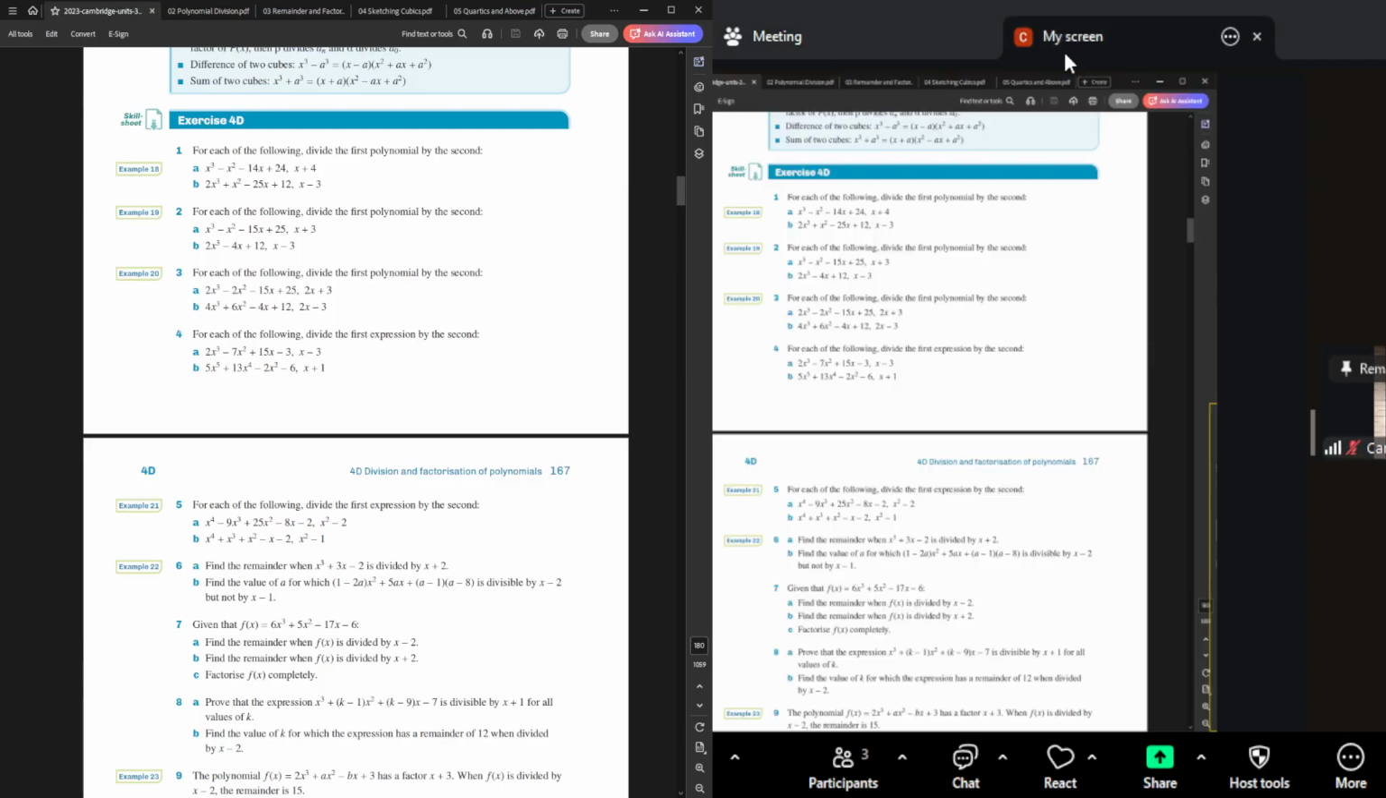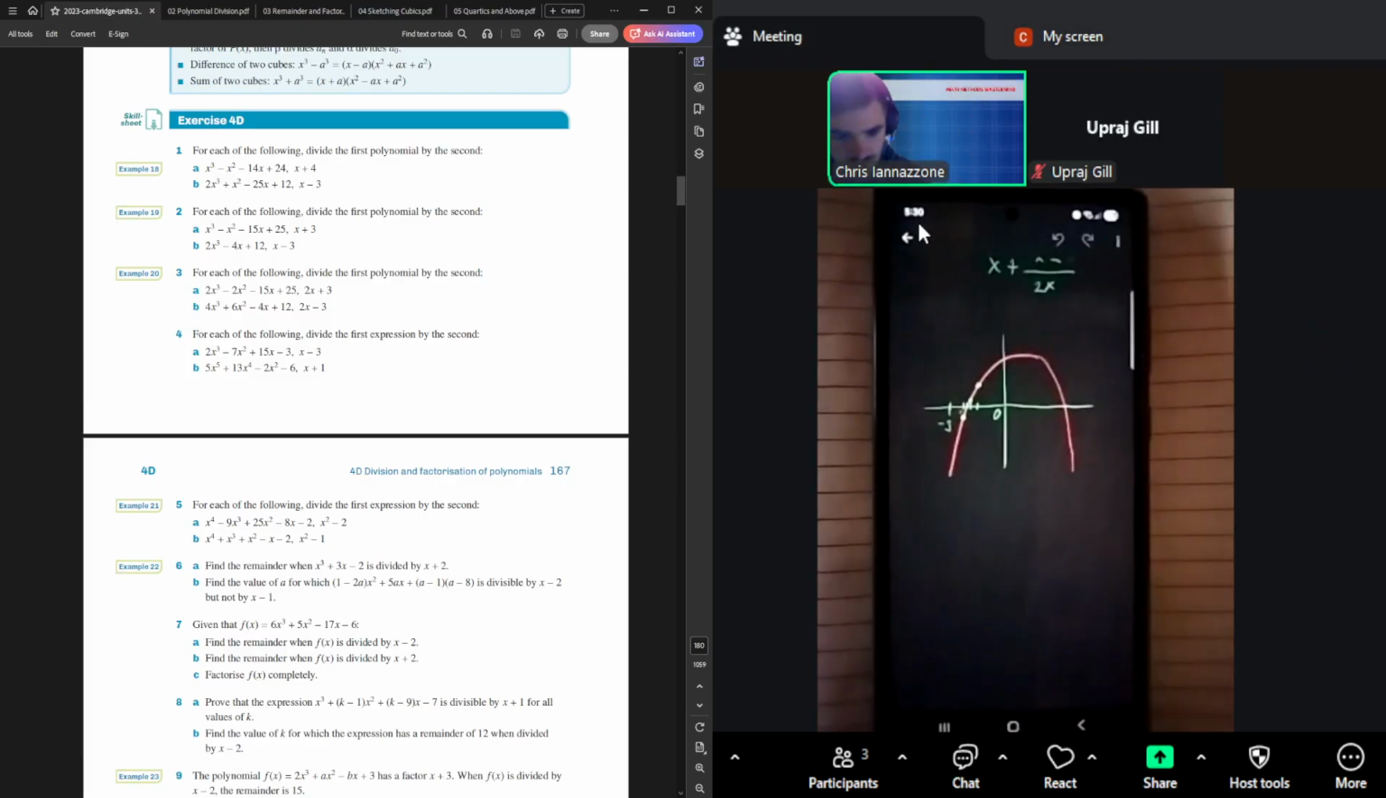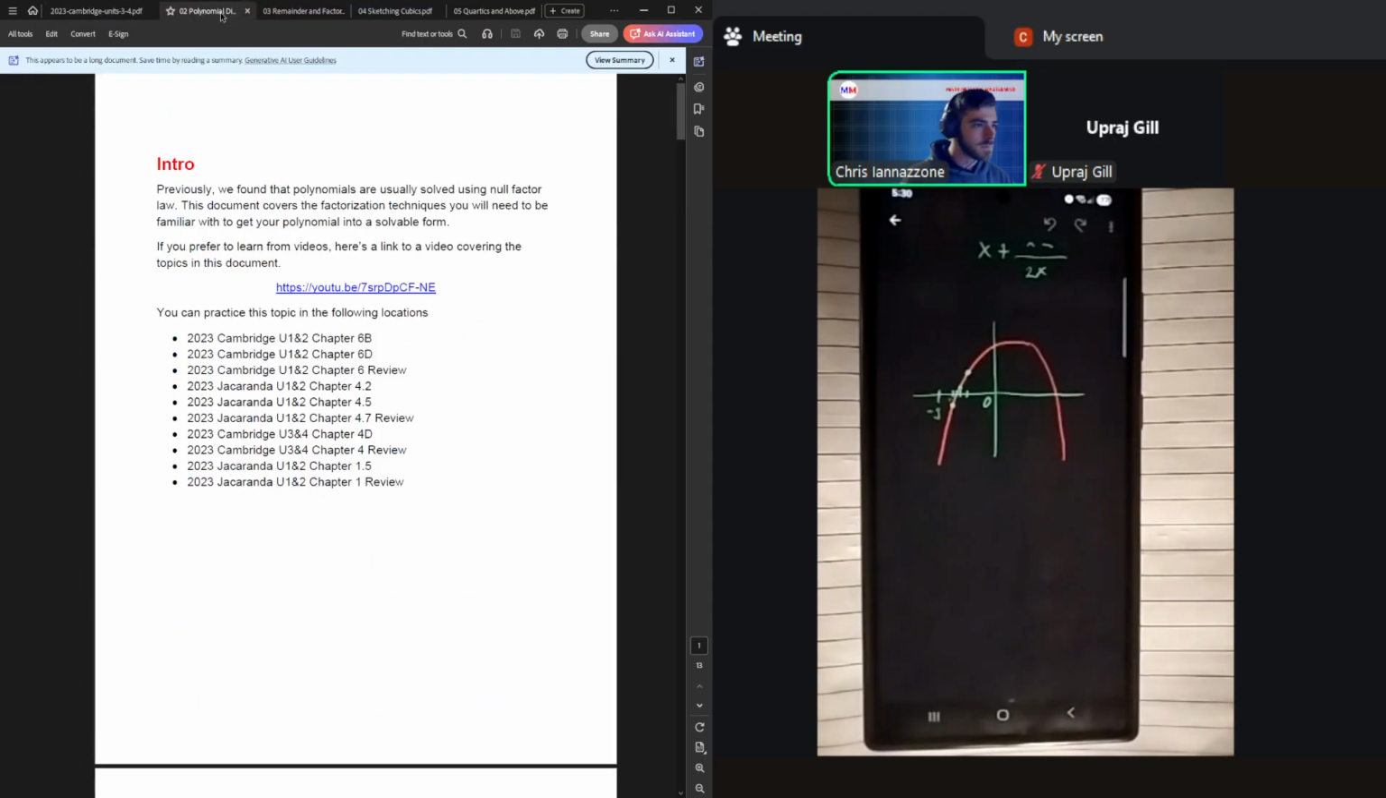Okay, let us begin. I think everything should be in order. Screen share, that's camera. Yes, cool.